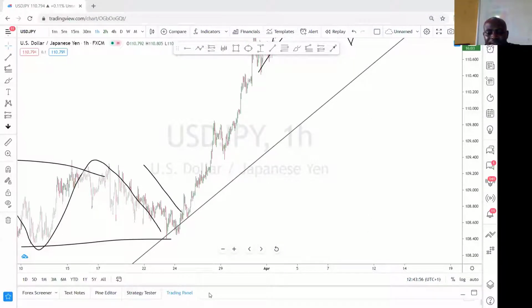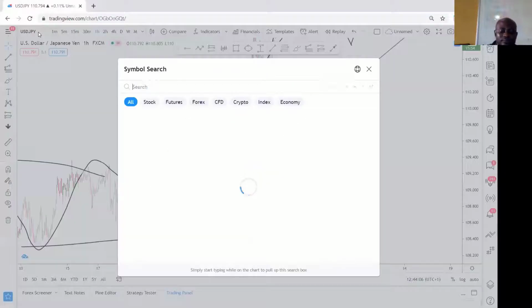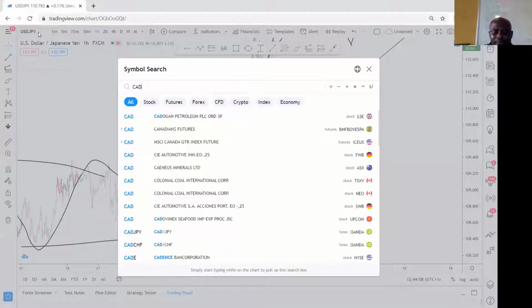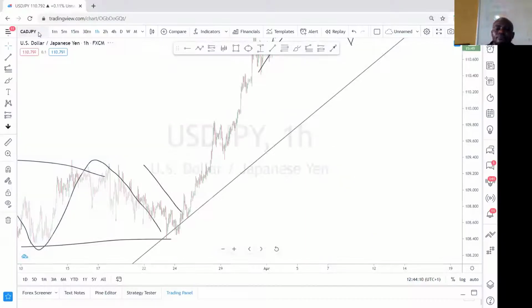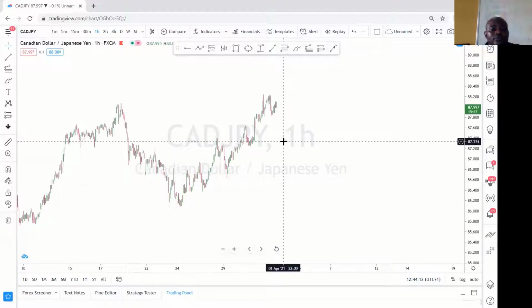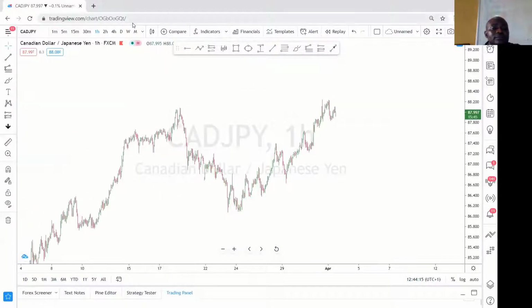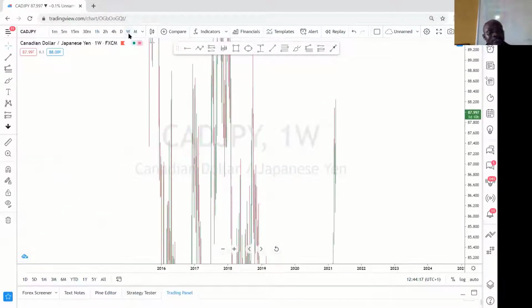Any other pair? Let me check the chart. CAD/JPY, and then USD/CAD. CAD/JPY and USD/CAD. CAD/JPY. Okay. CAD/JPY, check the weekly.